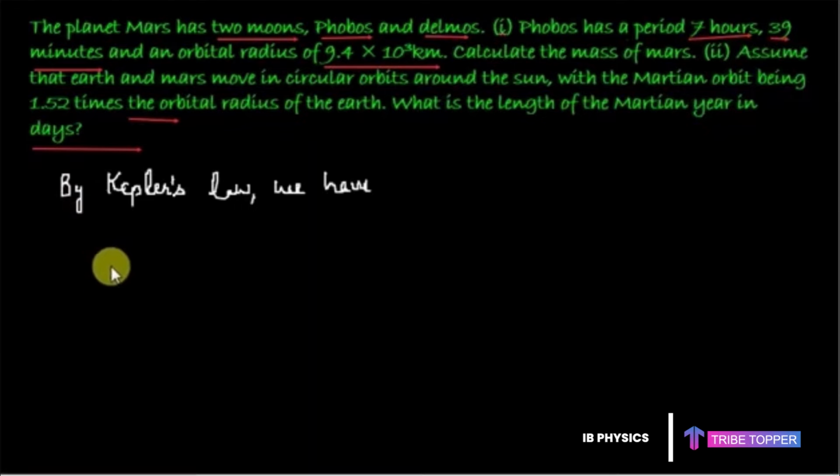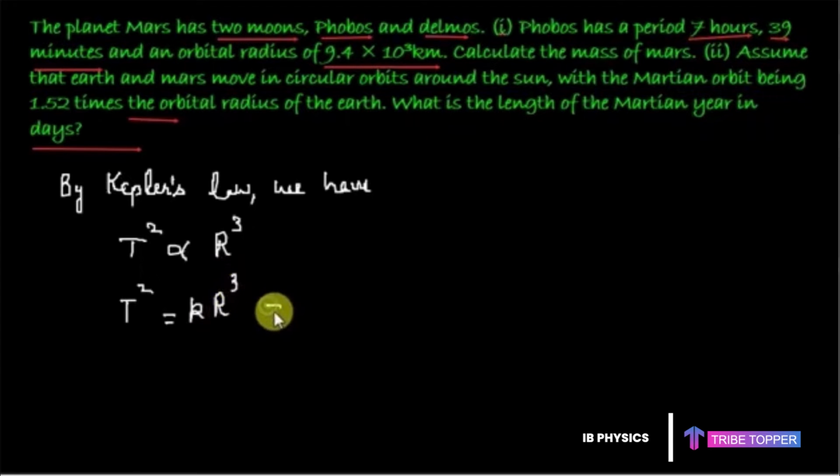Now we know by Kepler's law we have T square, the time period, is directly proportional to the cube of the orbital radius. Therefore, T square is equal to, when we remove the proportionality sign, we'll add a constant k here, k times r cube. But what is my k here? Now that k, the value of k is 4 pi square upon G times M_M, that's the mass of the Mars, times the r cube, which is the orbital radius of the Phobos.